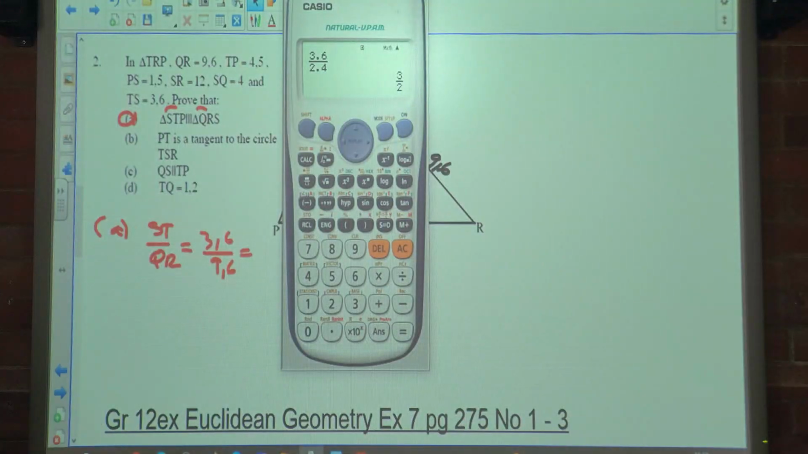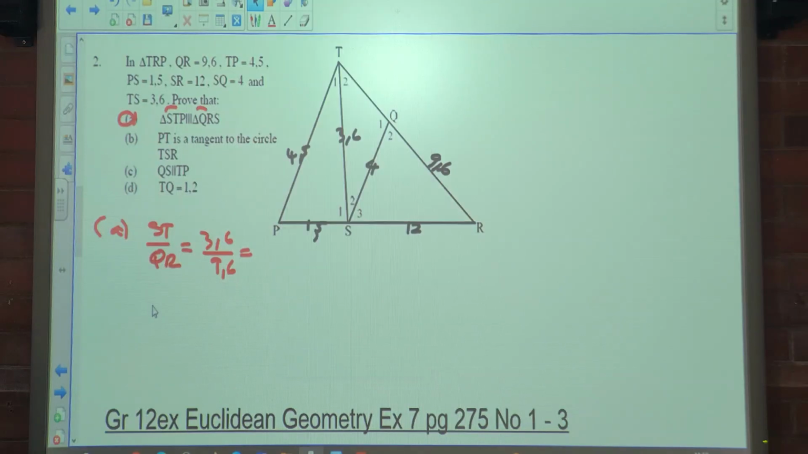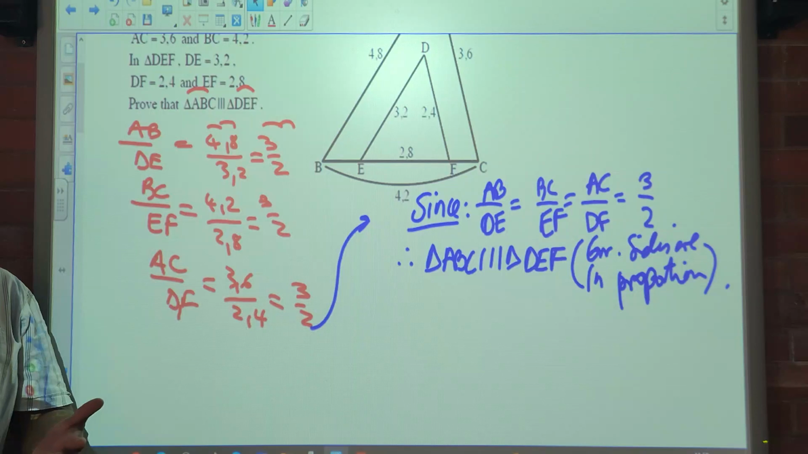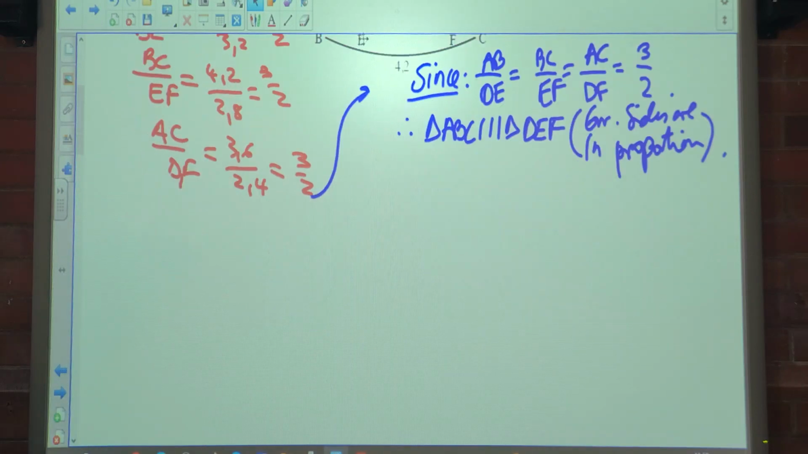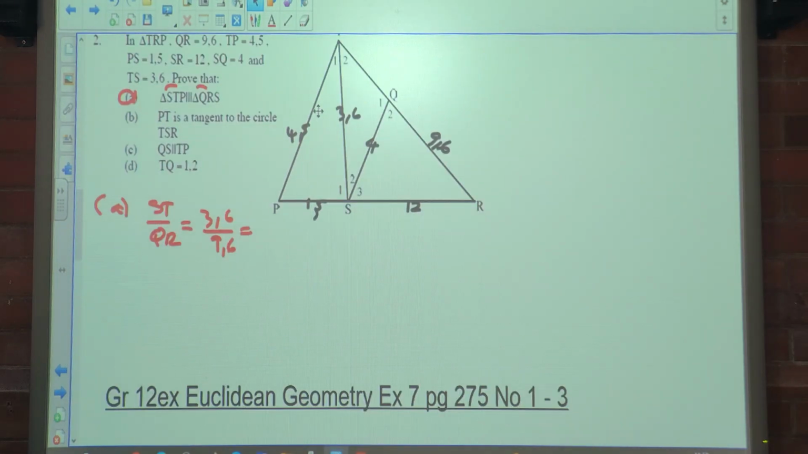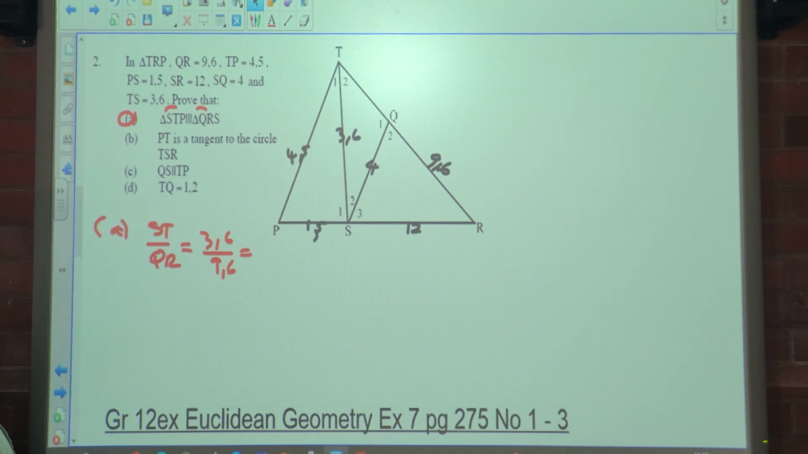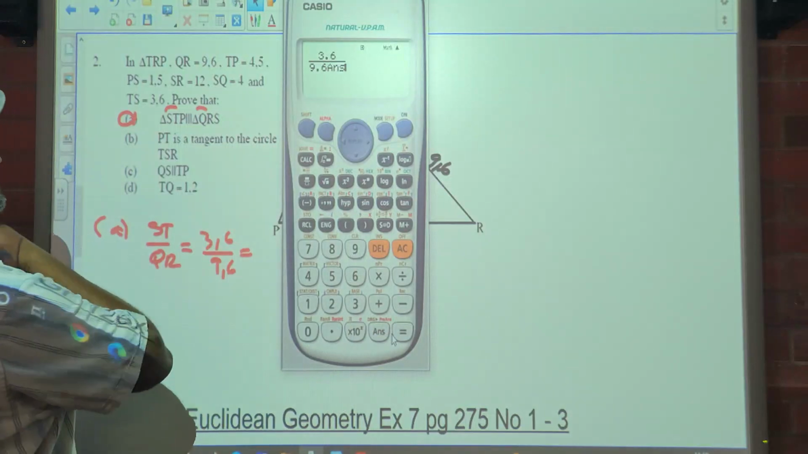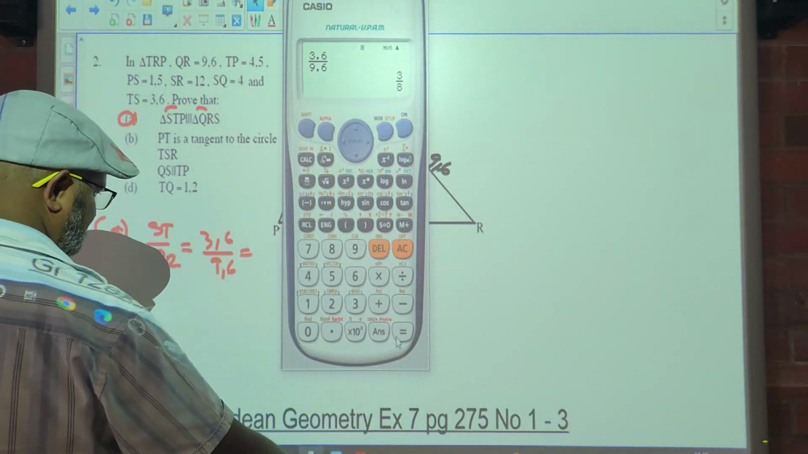Actually, I have to say in triangle STP and triangle QRS. Why? Because it's similarity and congruency, we normally start like that, not so? Didn't I do it in the previous sum also? Okay, but again, normally that is what we write. If you leave it out, would you lose a mark? No. Okay, it's just a formality which we do. Sorry, I forgot it in the first case as well. Okay. Right, so it's going to be 3.6 over 9.6. That gives you 3/8.